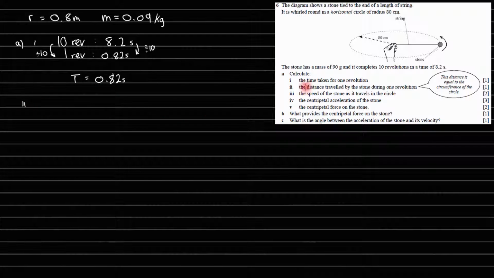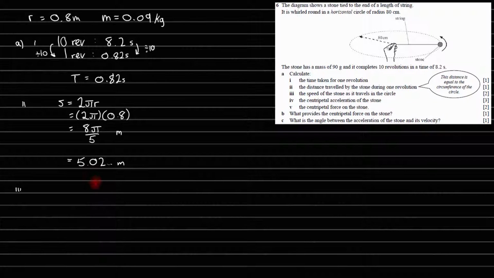Part 2. We're asked to calculate the distance travelled by the stone during one complete revolution. Well, if it's going around a circle, we know that there's an equation that tells us the distance around the circle, the circumference of the circle, which is 2 pi r. Substituting our value in for r, the radius, to be 0.8, we can then type that onto a calculator and it may give us a result of 8 pi over 5 meters, or as a decimal answer, 5.02, and so on, meters.